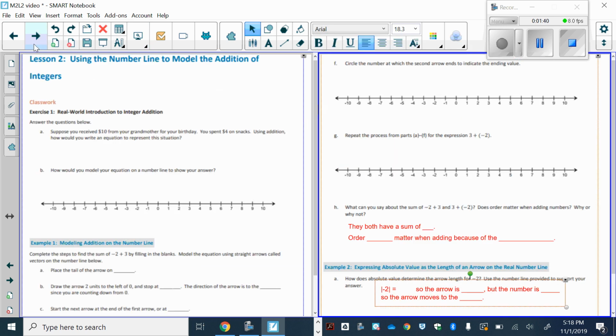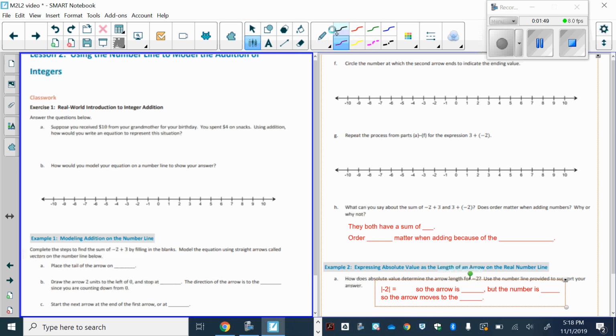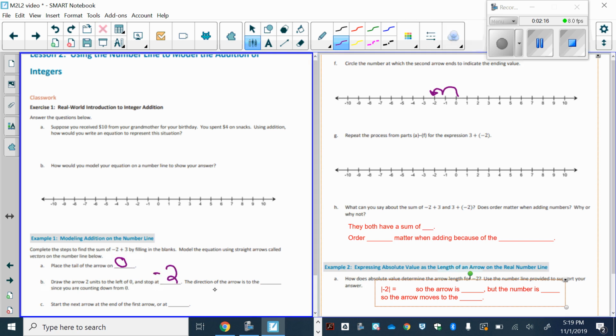All right. So we're going to place the tail of the arrow on 0. We always start our movements from 0. We're going to draw the arrow 2 units to the left of 0, because it is -2. I like to do hops so that I'm sure to count correctly. Always put your arrowhead on to show which direction you're moving. So draw the arrow 2 units to the left of 0 and stop at -2. The direction of the arrow is to the left since you are counting down, or because it's a negative number.